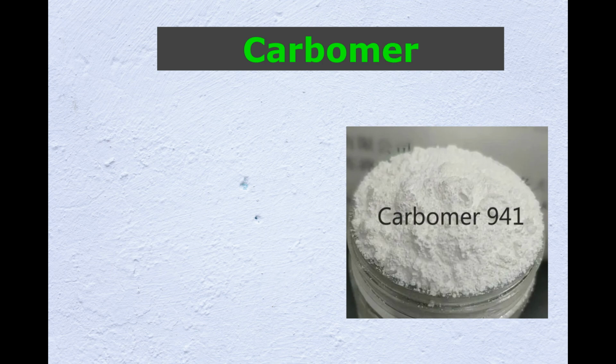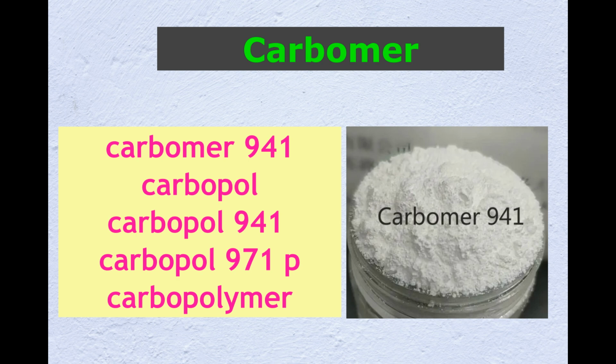Carbomer is a common thickening material. Its other names are Carbomer 941, Carbopol, Carbopol 941, Carbopol 971P, Carbopolymer, etc.